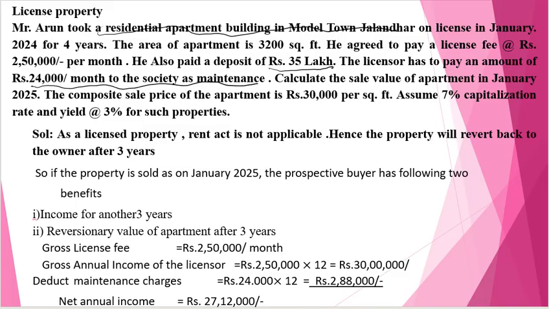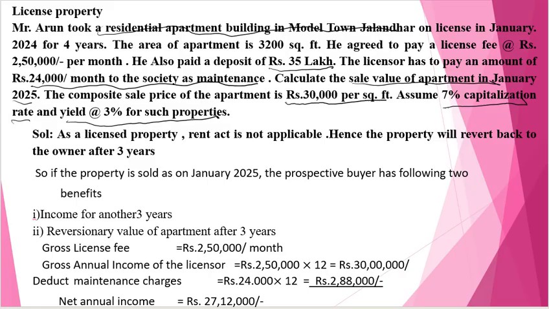Calculate the sale value of the apartment in January 2025. The composite sale price of an apartment is 30,000 per square feet. Assume 7% capitalization rate and yield at the rate of 3% for such properties.